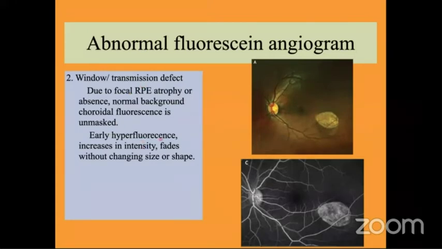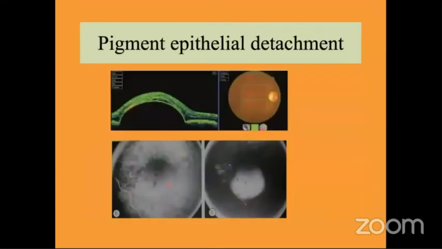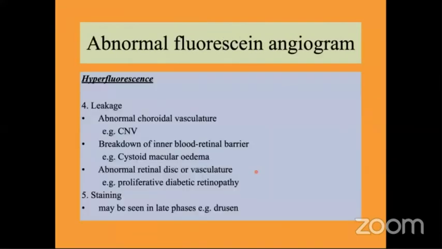So early hyperfluorescence that increases in intensity then fades without changing the size or the shape. In case of pooling, which can occur in case of CSR or an RPE detachment, the hyperfluorescence increases in intensity, but the size will be the same. You can see here there is a hyperfluorescence in the early phase, which is increasing in intensity. However, the size is the same. Unlike in case of leakage, where there is an increase in the intensity of the fluorescence along with the size.